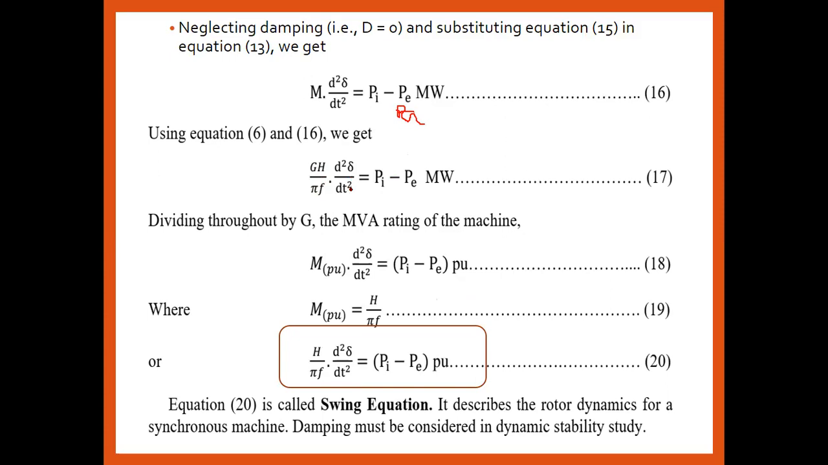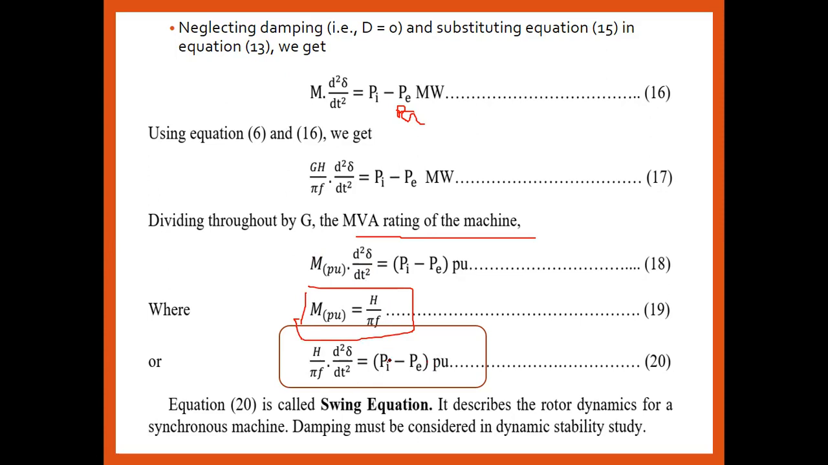Then d squared delta upon dt squared is equal to Pi minus Pe, where we divide throughout by G, the MVA rating of the machine. Thus M per unit, the moment of inertia in per unit, is H upon pi f. Therefore, H upon pi f into d squared delta upon dt squared is equal to Pi minus Pe.